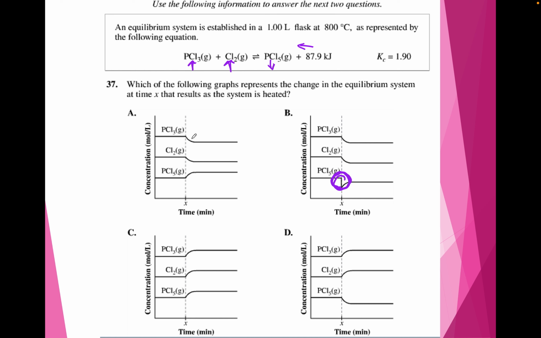Now you just want to see which graph is going to reflect that. In graph A, we see our reactant being decreased, so that's not going to work. B, we already ruled out. C shows everything increasing, and that's not quite true. And D is showing your reactants increasing and your product decreasing. So your answer here was D.